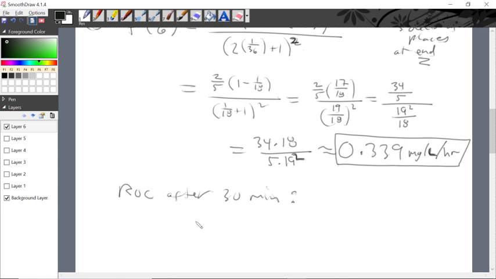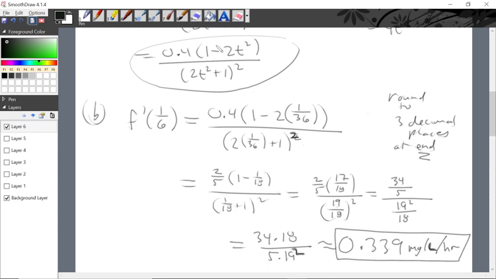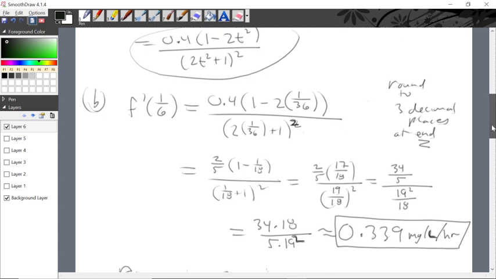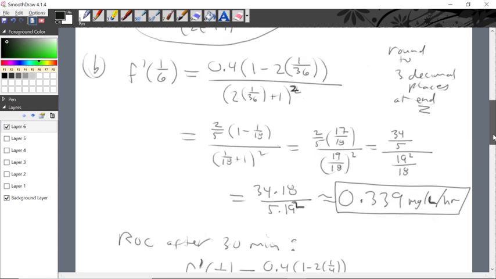In order to find that rate of change after 30 minutes, you should be evaluating f prime at 1/2, or at 0.5 if you'd like to use a decimal, because you can use an exact decimal for 1/2. So you want to find f prime of 1/2. That's going to be 0.4 times, using my simplified function, 1 minus 2 times 1/2 squared, so 1 minus 2 times 1/4, over 2 times 1/2 squared, so 2 times 1/4 plus 1, that quantity squared.